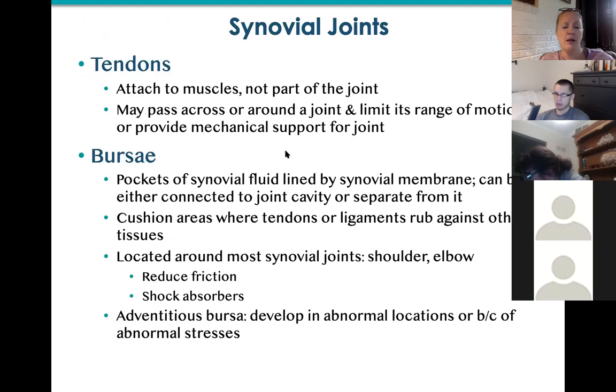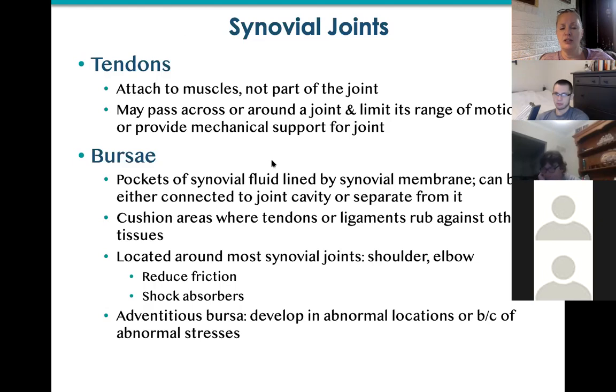Okay. All right. So other things will be our tendons. Remember, our tendons will attach the fibrocartilage to the muscles. So it's not part of the joint, but these tendons can pass around the joint and usually provide some mechanical support and will limit the range of motion. And again, those can also get injured and cause laxity.